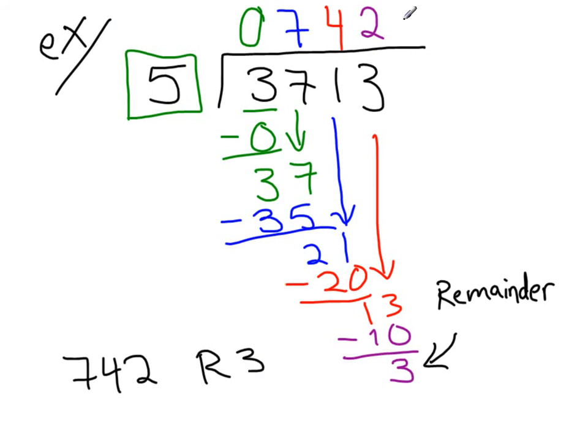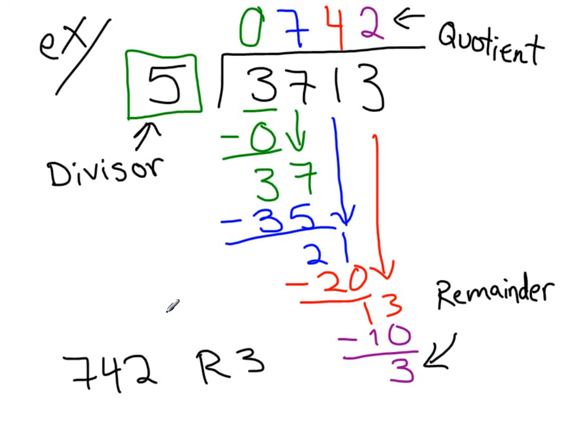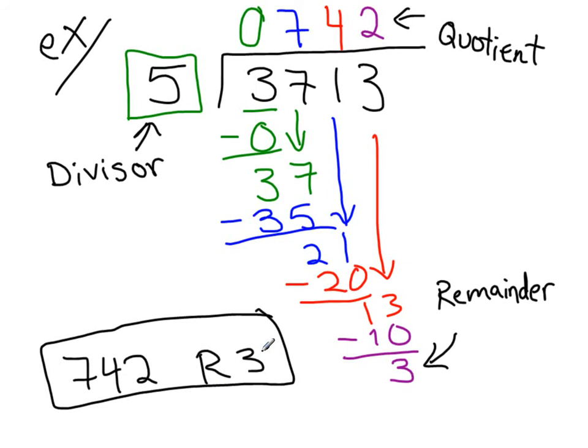The thing up top here has a special name. We call that the quotient. And I've been saying this verbally. Let me write it down in words. This 5 here is called the divisor. And that's our final answer. We'll get more practice with long division.